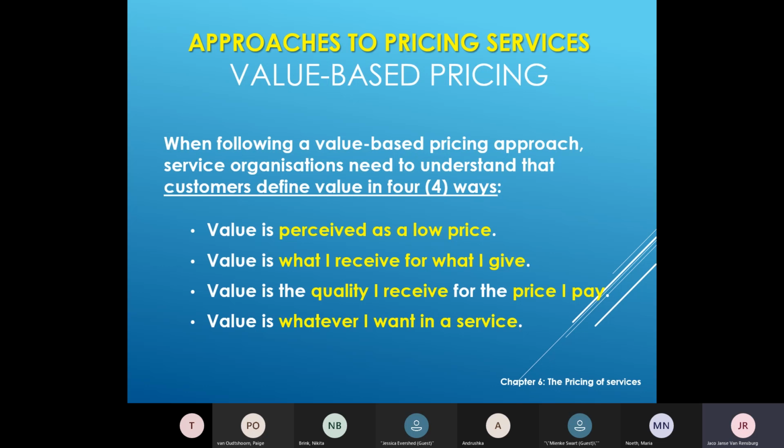Value can also then be what I see in the service. Like I said, do I have a need for that particular service? These are all 4 components that can affect what is perceived as value in the eyes of the customer.